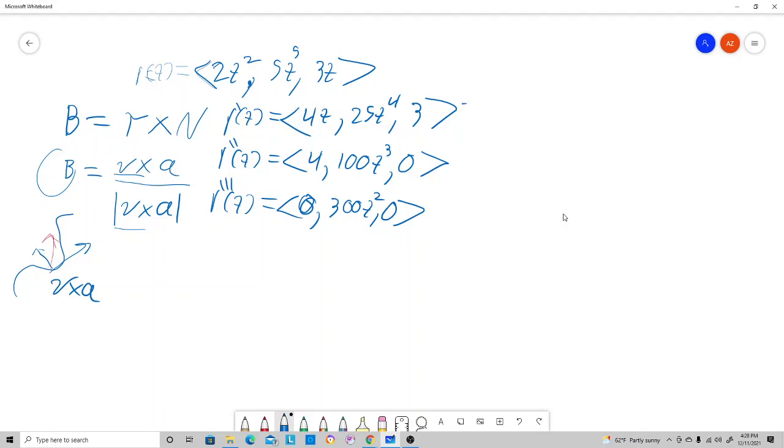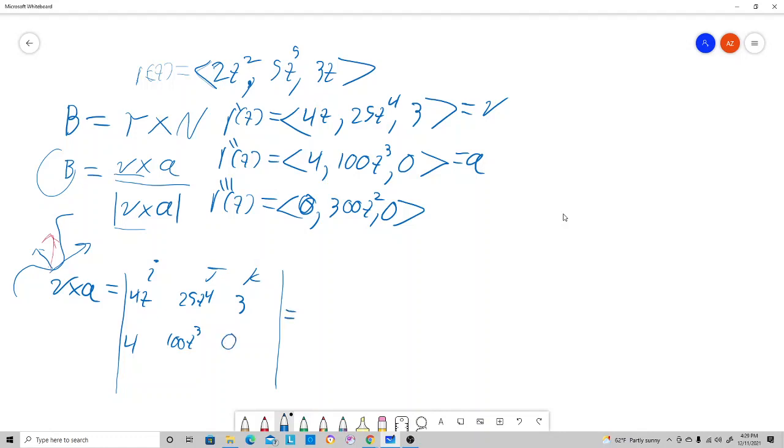Okay, so now let's do the cross product of v cross a. This is v, this is a. Let's set it up. We have i, j, k. V will go up top: 4t, 25t to the fourth, and 3. And then the double prime: 4, 100t to the third, and 0.